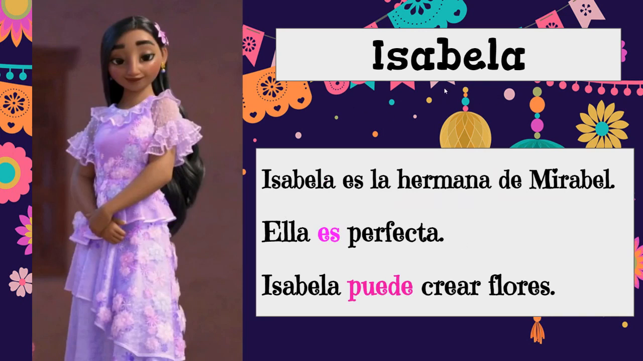And then we have Isabella. Isabella es la hermana de Mirabel. Ella es perfecta. Isabella puede crear flores. So she is the sister of Mirabel. She is perfect. And she is able to create flowers or make flowers.